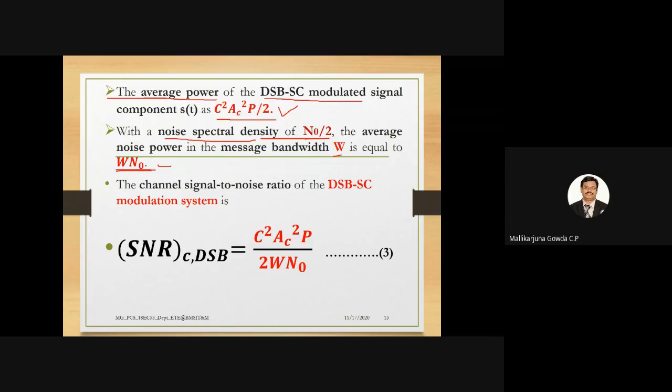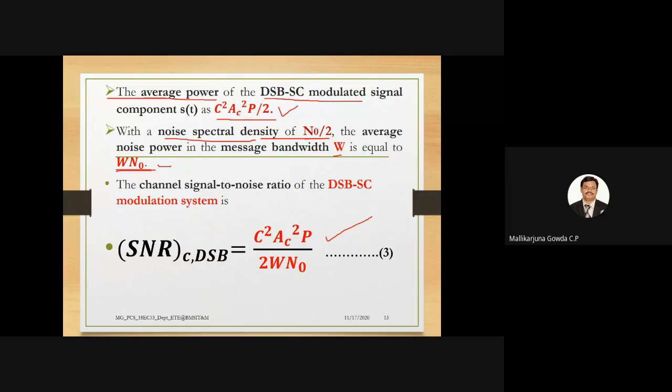The channel signal to noise ratio of the DSBSC receiver will be equal to the average power of the modulated signal to the average power of the noise. So average power of the noise will be what? W N0. And average power of the modulated signal will be what? C squared Ac squared by 2 into P. So that is what is written here. So this is the important relation, the channel signal to noise ratio.